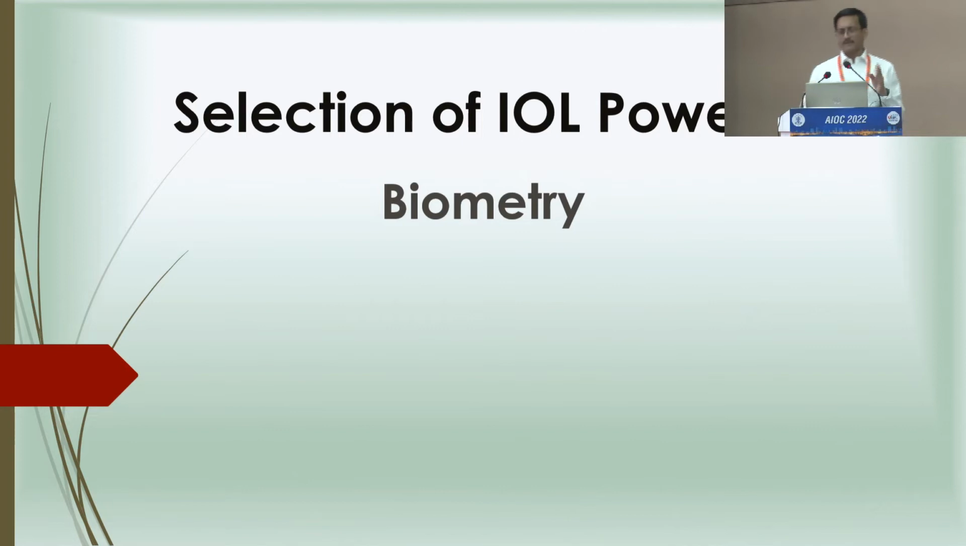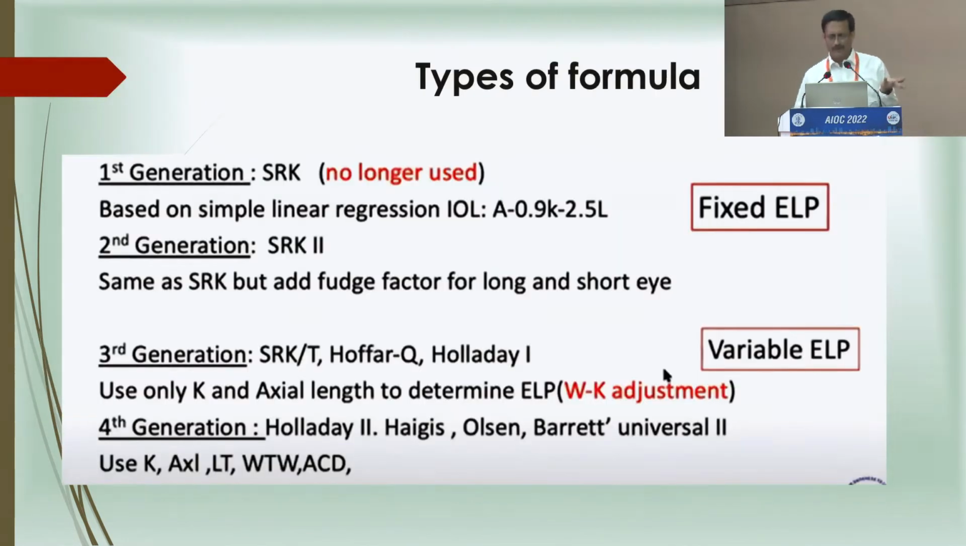Now, the main point, the selection of IOL power. Previous formulae used to have a fixed effective lens position. It is an assumption, but it is not fixed. A myopic eye may have a deep chamber, or it may have a short anterior chamber also. So you cannot generalize and keep the IOL position fixed. The formulae which take a variable effective lens position into account are good.